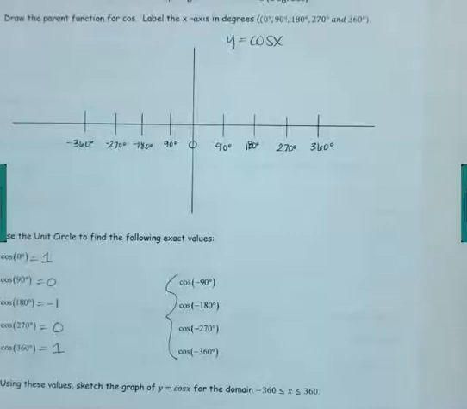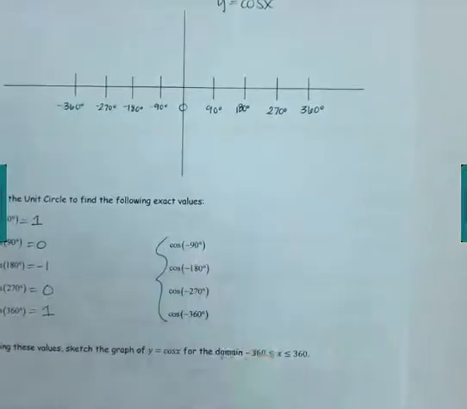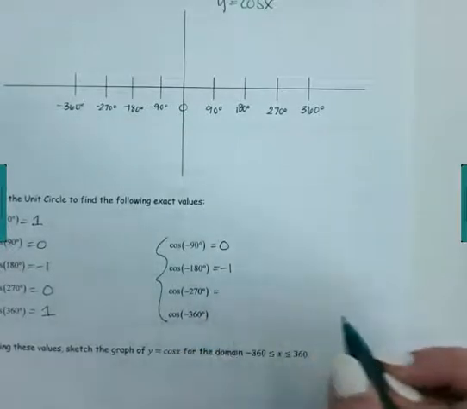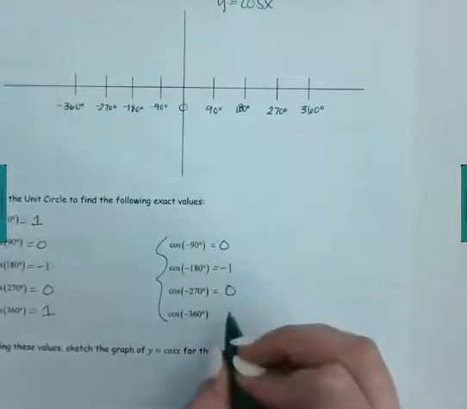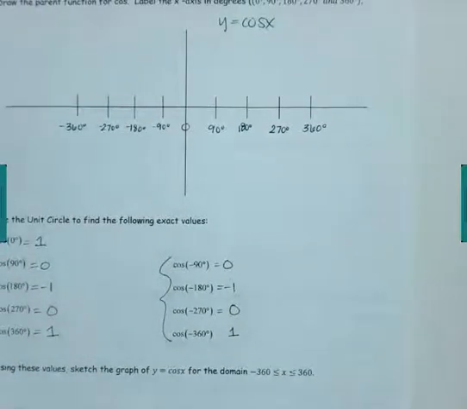Okay, so what was cosine negative 90? Did you type it in? What did we get? 0. What about cosine negative 180? Negative 1. What about cosine negative 270? And then the last one. So what you should notice is that pretty much these came out the same. 90 and negative 90, they both gave me 0. 180 and negative 180, they both gave me negative 1. Then those both gave me 0, then those both gave me 1.